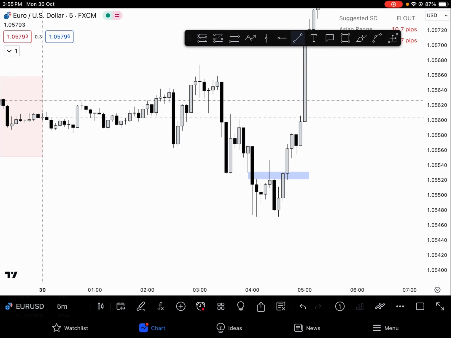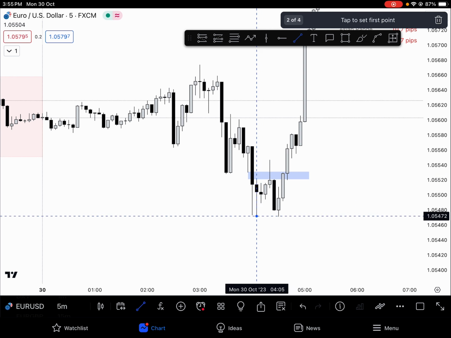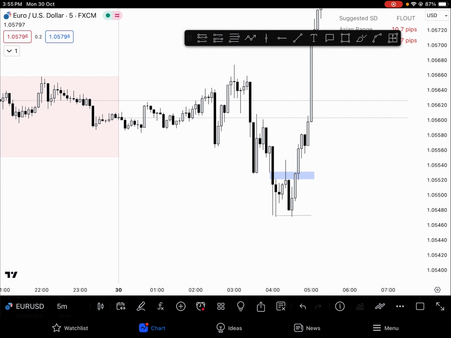Now look, this is also a range for you. This is the range low, and this is the range high, and price took out this range low. Simple. And now let's go to the 1-hour time frame to show something interesting to you guys.